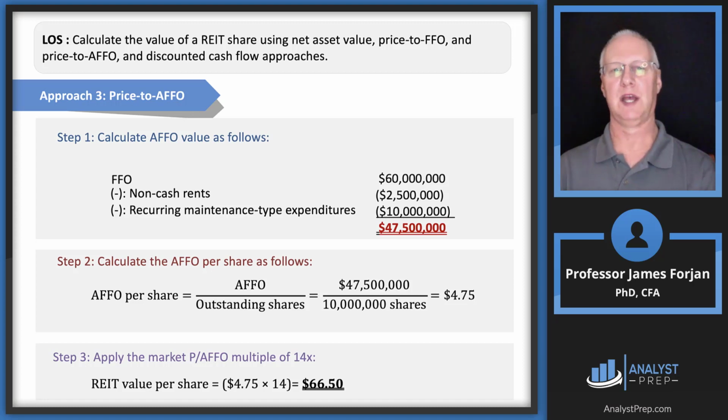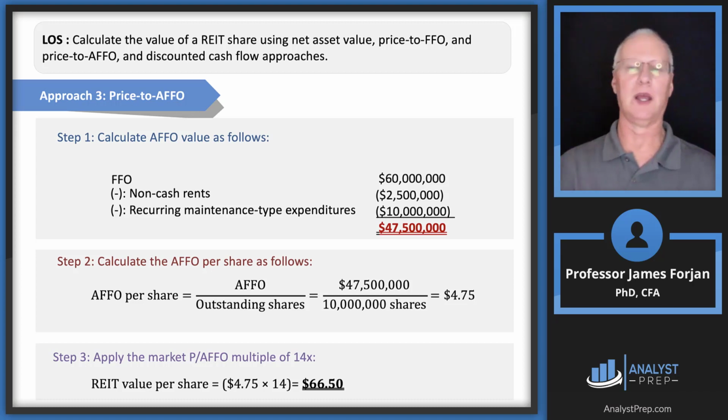So we're going to take those non-cash rents, right, of 60, and then the recurrent maintenance type expenditures of the 2.5 and the 10. So that gets us down to 47.5. Divide that by the 10 million outstanding shares, and that gets us the adjusted FFO of 4.75. But remember, we have a different multiple, so that multiple is 14 because of the adjustments, right? And so that gives us 66.50.